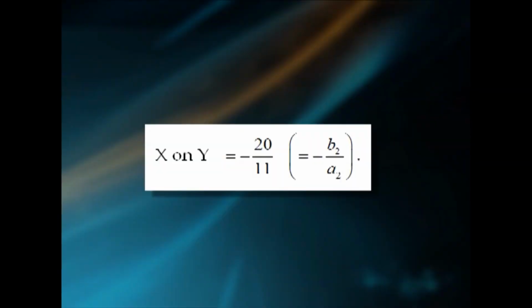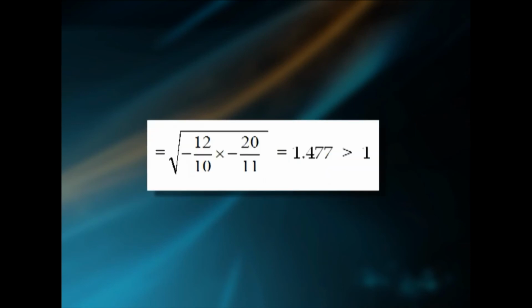Solution. Assume the line 12x plus 10y minus 3 equal to 0 is the regression line y on x, then y equal to minus 12 by 10 into x plus 3 by 10. This implies the regression coefficient y on x equal to minus 12 by 10, that is equal to minus a1 by b1. The line 11x plus 20y plus 9 equal to 0 is assumed as the regression line x on y, then x equal to minus 20 by 11 y minus 9 divided by 11. Then the regression coefficient x on y equal to minus 20 by 11, that is equal to minus b2 by a2.